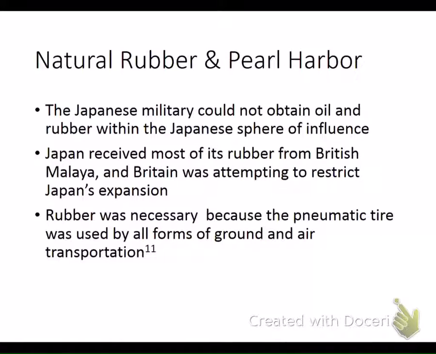So first of all, we have to remember World War II also involved the East. So Japan was part of the equation, and Japan was having challenges of its own for similar reasons as Germany. So it couldn't obtain its oil and rubber within its sphere of influence. And it actually received most of its rubber from British Malaya, and Britain was attempting to restrict Japan's expansion. And rubber, of course, was necessary because the pneumatic tire was used by all forms of ground and air transportation, as that video highlighted.